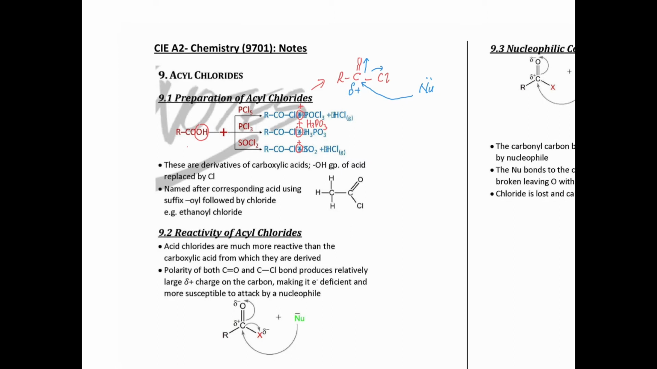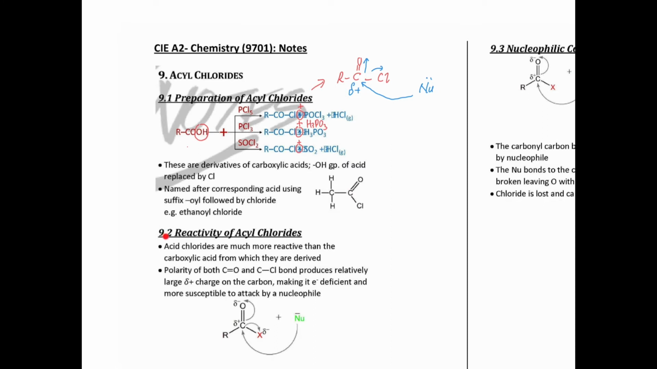Now let's see the first point. These are derivatives of carboxylic acid. The OH group of the acid is replaced by Cl. Named after the corresponding acid using the suffix -oyl followed by chloride. Example, this is ethanoic acid, so it becomes ethanoyl chloride. The structure is like this.